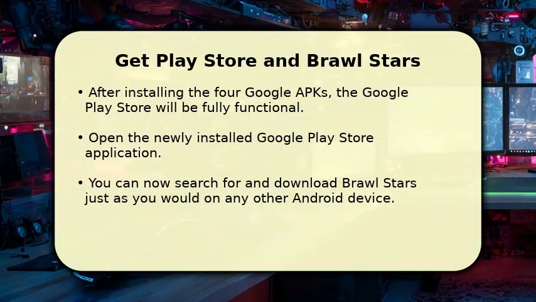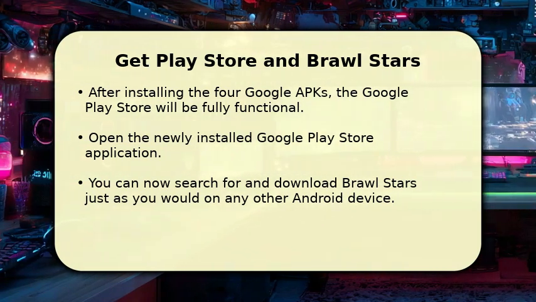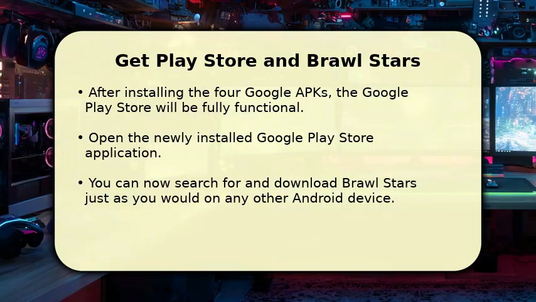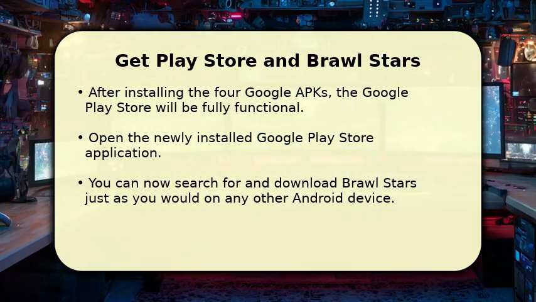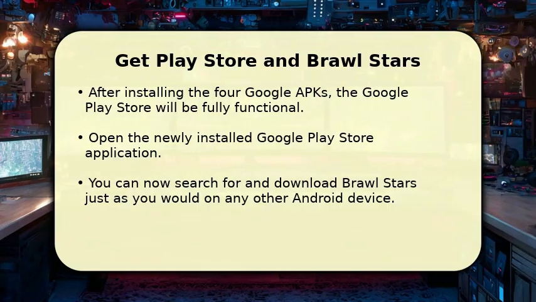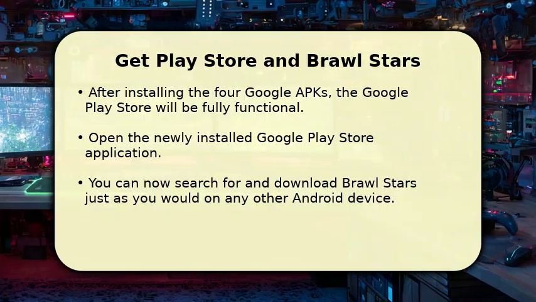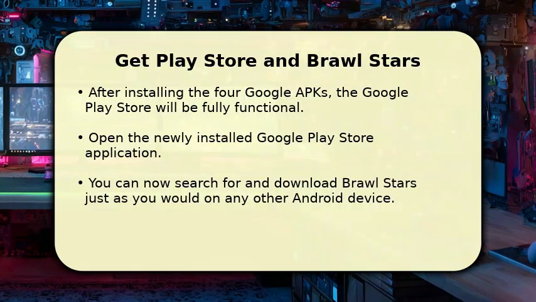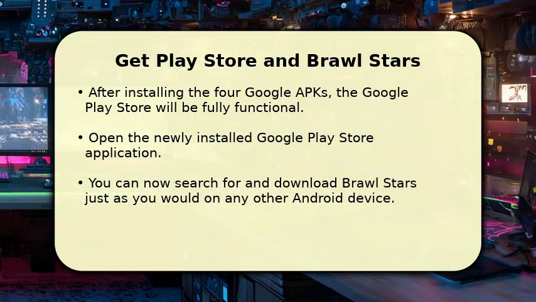With the 4 Google Service files successfully installed in order, your Google Play Store app should now be fully functional. Open the Google Play Store, then sign in with your existing Google account or create a new one. Once you are logged in, simply search for Brawl Stars in the search bar. You can then download and install the game directly from the Play Store, just like on any other Android device.